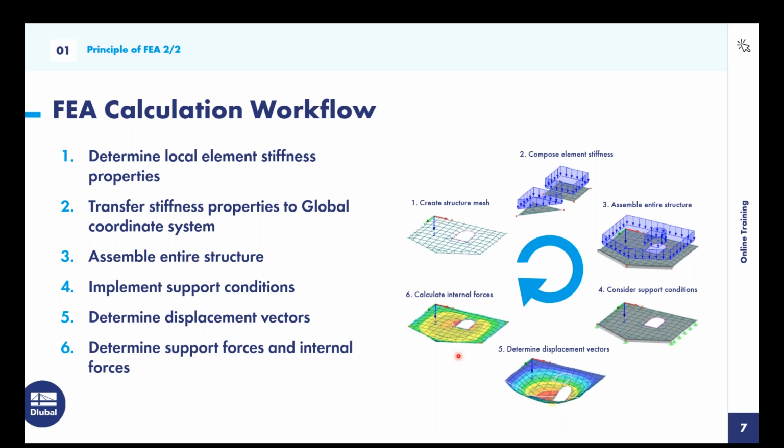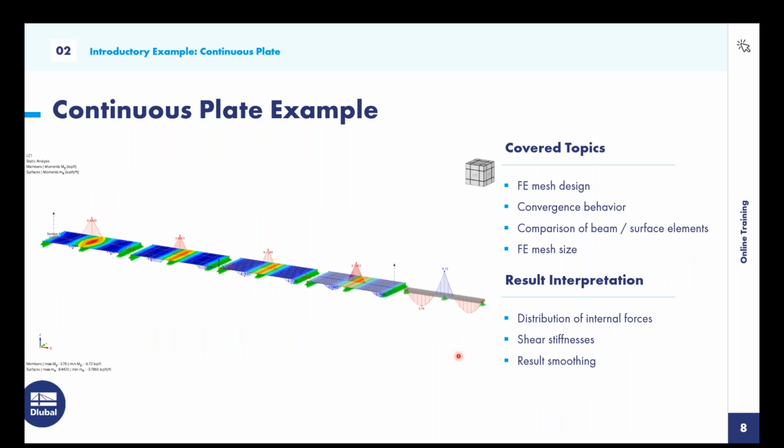So now let's do an example to go over. This example, as you can see, like I talked about, is going to be the continuous plate example. We're going to go through and model this example and compare results of the bending moment with the continuous beam with our plates here. And we'll go over FE mesh design, convergence behavior, FE mesh size, and result interpretation. So distribution of internal forces, shear stiffness, and result smoothing.